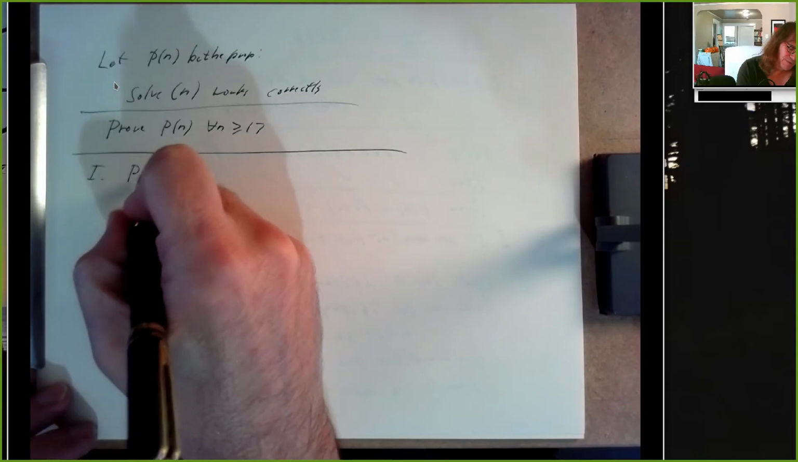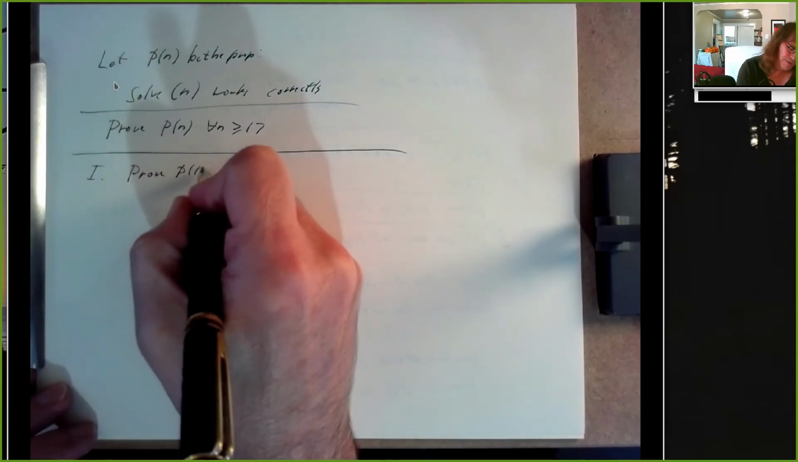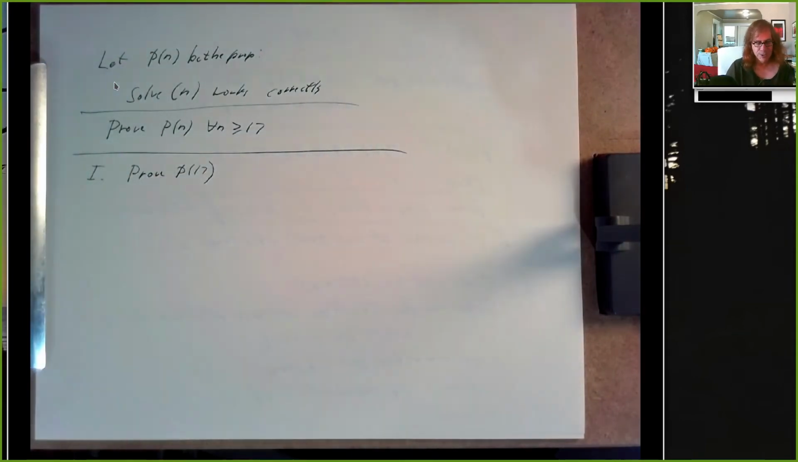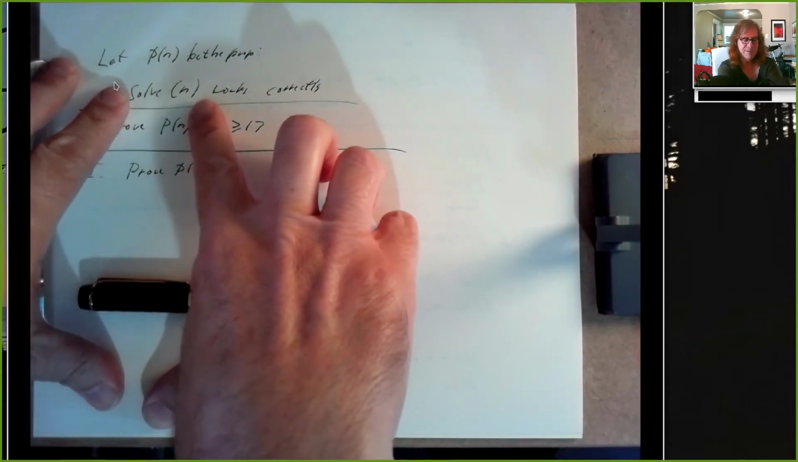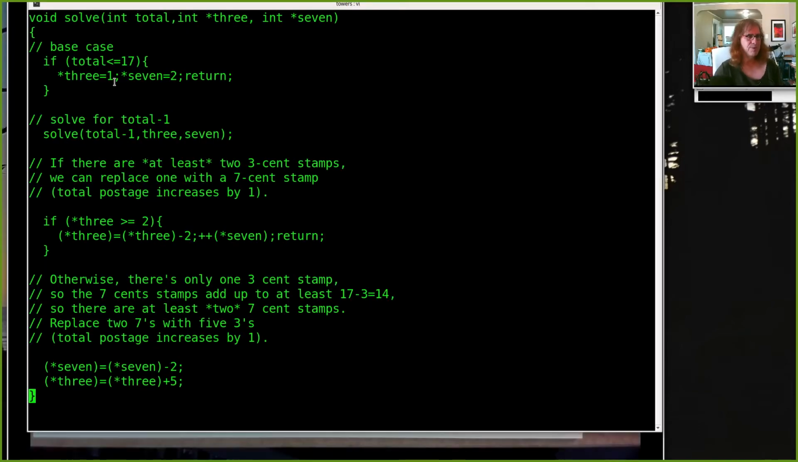First, we're going to prove a base case. Prove P of 17. What is P of 17? It's the proposition that our solve function works correctly if you pass it the argument 17. Well, how do we prove that?